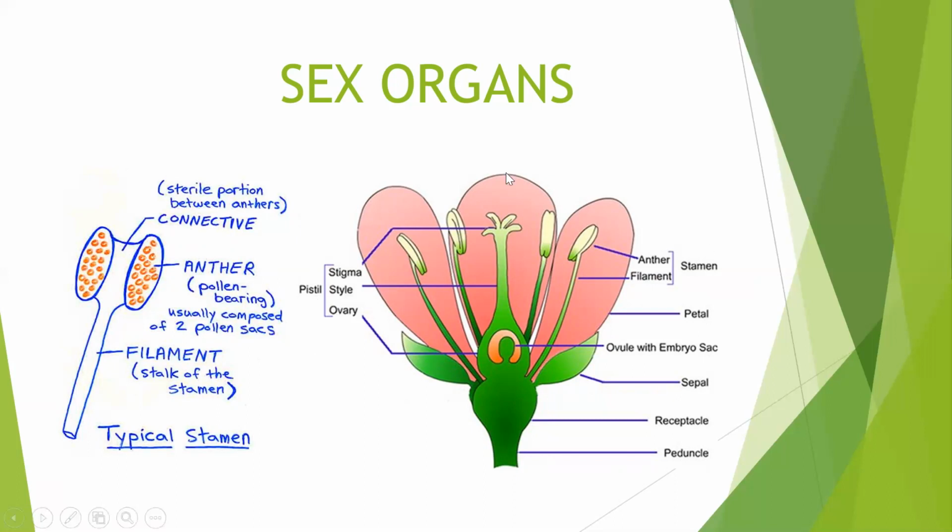This is the structure of a typical flower, where you can see a peduncle. The stalk of the flower is known as the peduncle. Then the receptacle or the thalamus. Then there are green leafy structures, that is the sepals. Then the petals, which are the colorful part of the flower. Then the male reproductive part, that is the androecium. Androecium contains stamens, and the female reproductive part is the pistil or the carpel.